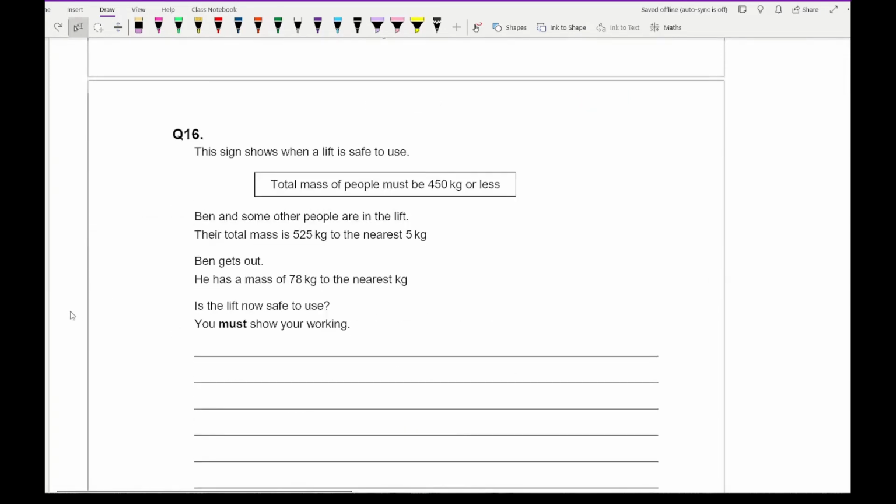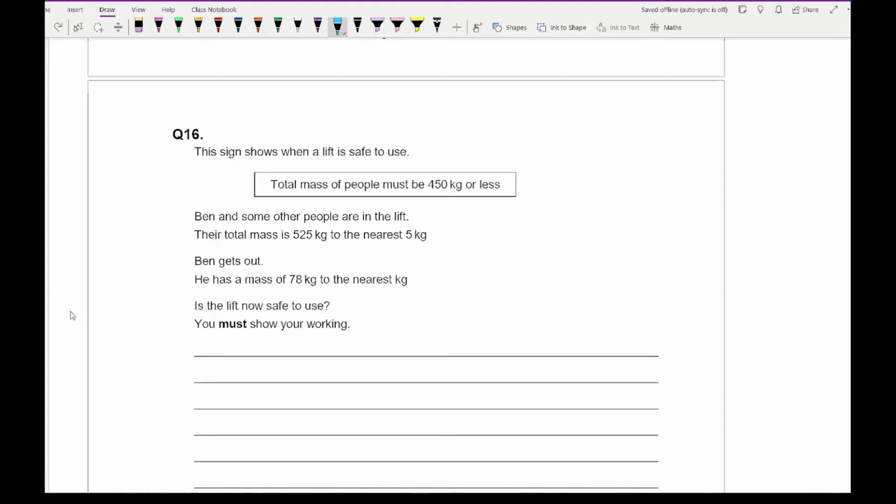Question 16 says this sign shows when a lift is safe to use. It says total mass of people must be 450 kilograms or less. Ben and some other people are in the lift. Their total mass is 525 kilograms to the nearest 5 kilograms. Ben gets out and he has a mass of 78 kilograms to the nearest kilogram. Is the lift now safe to use? So let's have a look at some of these.